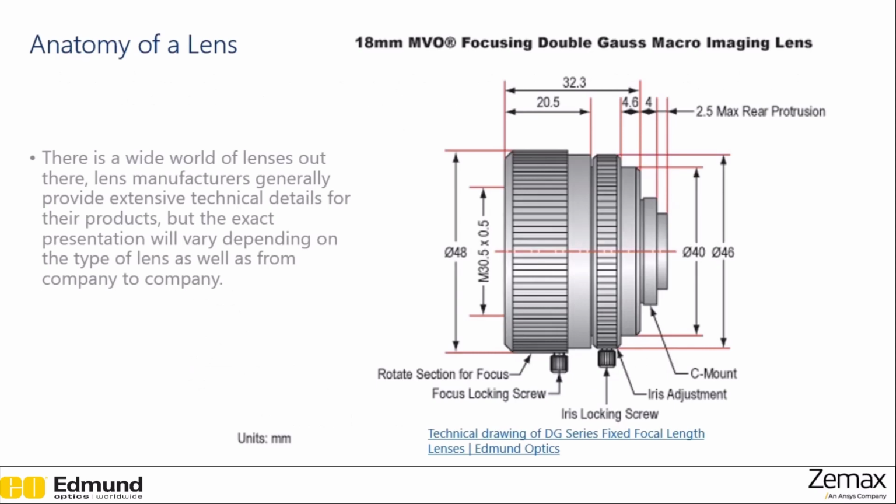There's a wide world of lenses out there, and lens manufacturers will generally provide extensive technical details for their products, but the exact presentation will vary depending on the type of lens as well as the company that is producing the lens. So having an understanding of the basic anatomy of a lens will help navigate these various options and choose a lens that's right for your application.